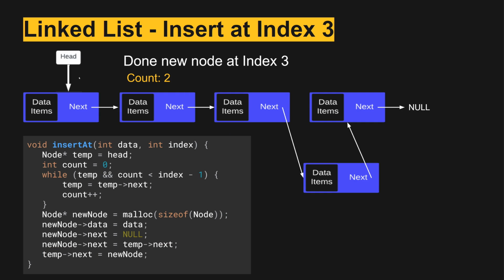We are done. We have a new linked list item that's at index 3: 0, 1, 2, 3 for the new item. And that's it for this video.